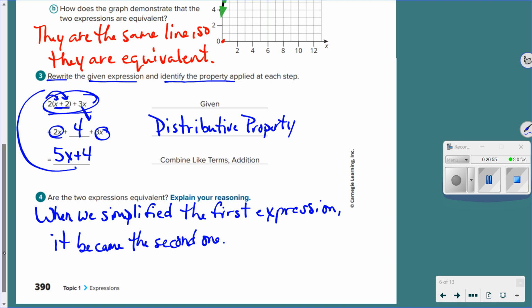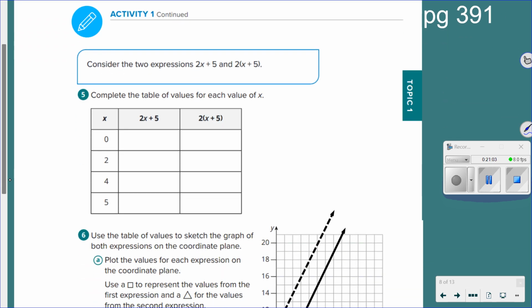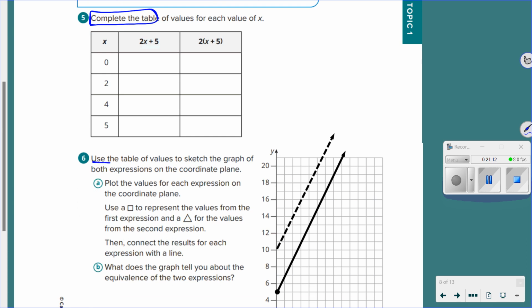Oh, that's a blank one I just put in there for some reason. So now we've had some practice. So now we're going to give you two expressions, 2x plus 5 and 2 times the quantity x plus 5. Complete the table of values. And then use the table of values to sketch the graph. Oopsie. I have to read something from last class.